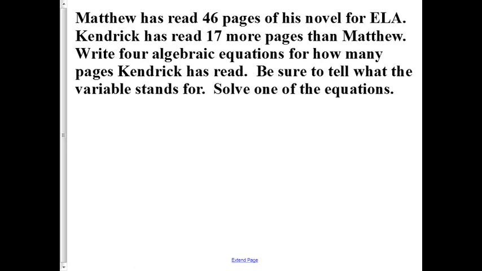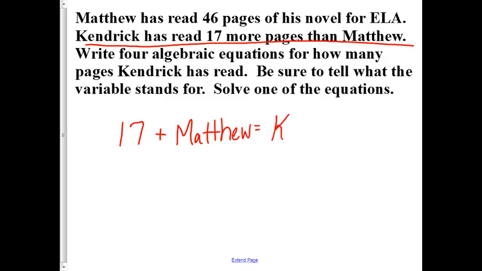So it says Kendrick has read 17 more pages than Matthew. So 17 pages more than what Matthew has read is equal to what Kendrick has read. That's what that statement says. So now I'm going to go back and fill in any numbers I know. Well, 17, of course, we know, plus we know how many pages Matthew has read. He's read 46 pages. And that gives us the number of pages Kendrick has read, and I'm going to use K to stand for that.